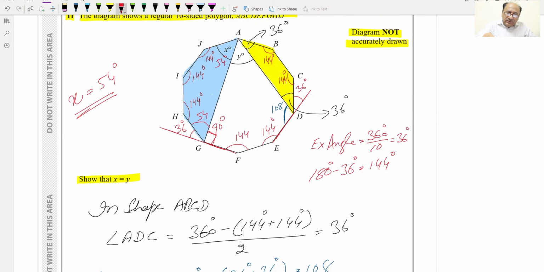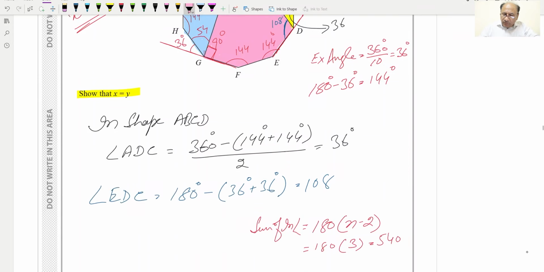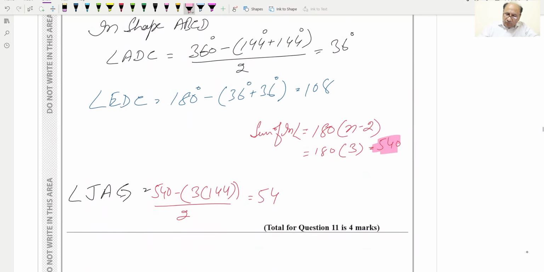So now in this shape, the middle one, we have everything except one angle, which is y, so we can find that angle. We know the interior angles formula: 180 into the number of sides minus 2. The number of sides is 1, 2, 3, 4, 5. So for 5 sides we have 540.